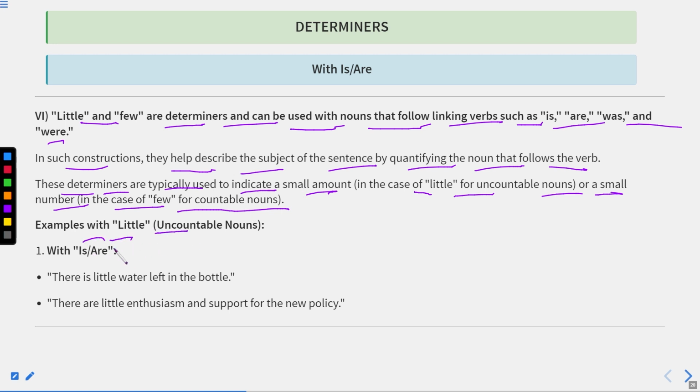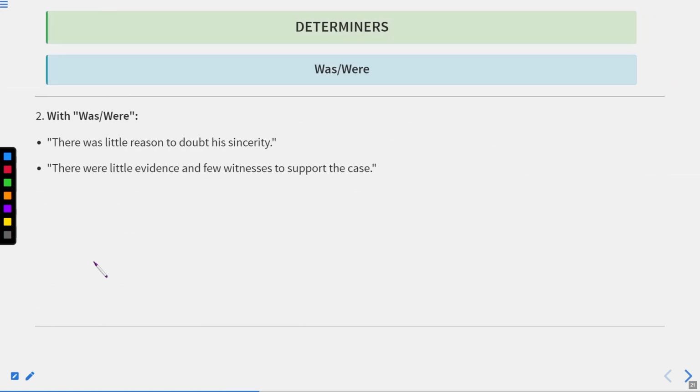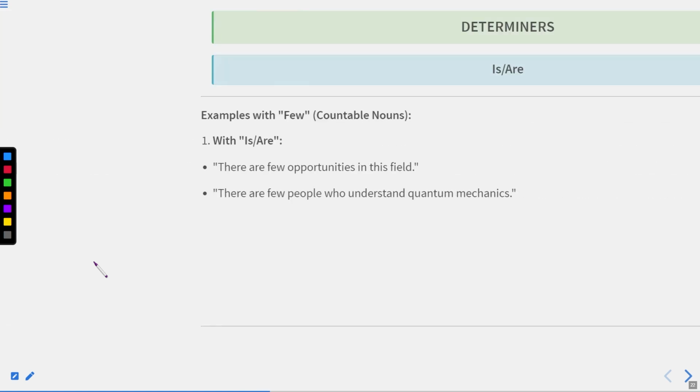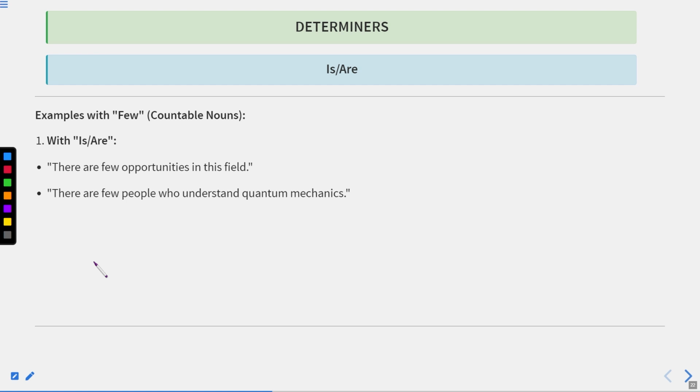Examples with little. So this is an uncountable noun with is and are. "There is little water left in the bottle." "There is little enthusiasm and support for the new policy." Now with was and were: "There was little reason to doubt his sincerity." It means there is some doubt, there is something which makes me doubt his sincerity. "There was little evidence and a few witnesses to support the case." Now let us move to the next one.